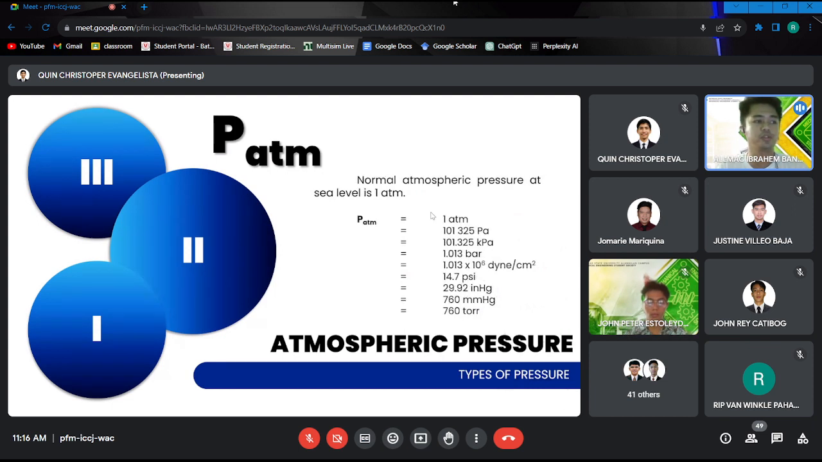Normal atmospheric pressure at sea level is 1 atmosphere, or ATM. It is the standard unit for pressure. So these are the conversions of 1 ATM: atmospheric pressure will be equal to 101325 Pascal, or 101.325 kilopascal, 1.013 bar, 1.033 kilogram-force per square centimeter, 14.7 PSI, 29.92 inch Hg, 760 mm Hg, and also 760 torr. We use this a lot, so I think we need to familiarize ourselves with this when it comes to pressure measuring instruments, especially the conversion factors.